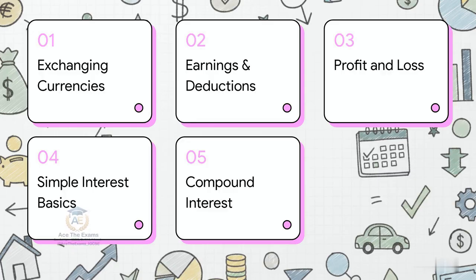Section 4, Simple Interest Basics. And finally, Section 5, the Compound Interest Formula. This is the heavyweight champion of the syllabus, where we go all in for those massive, grade-defining extended marks. Grab your calculator, clear your mind, and let's jump right into the first phase.